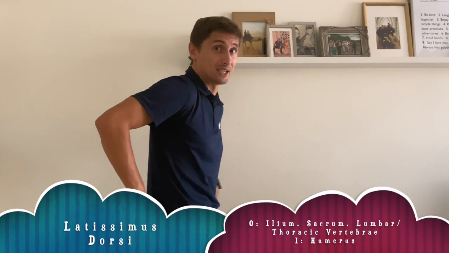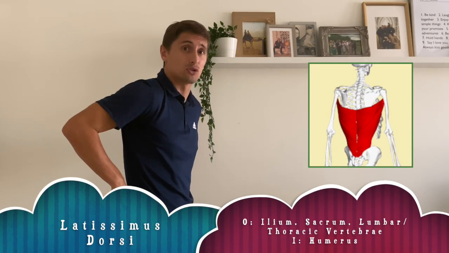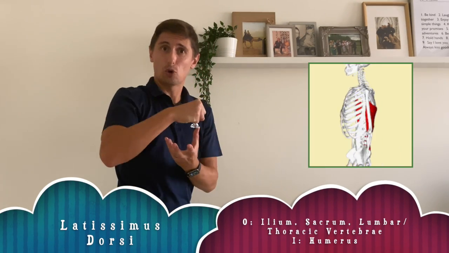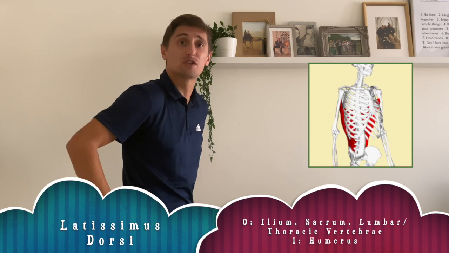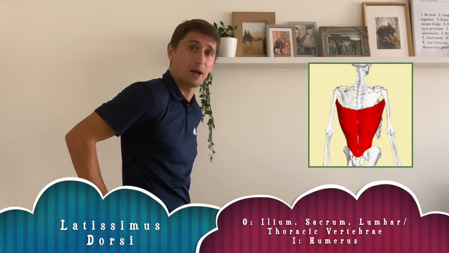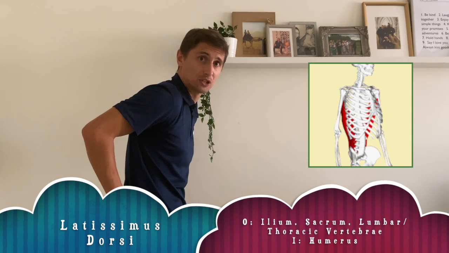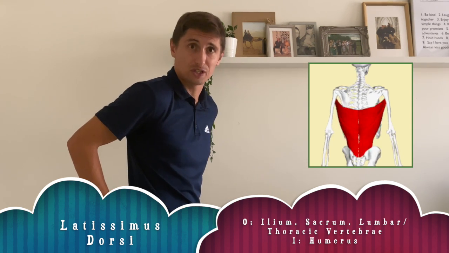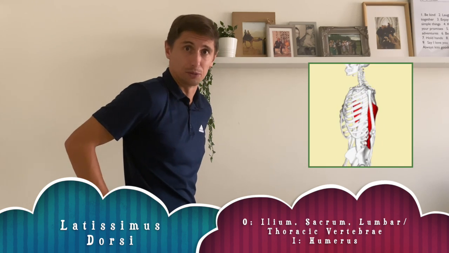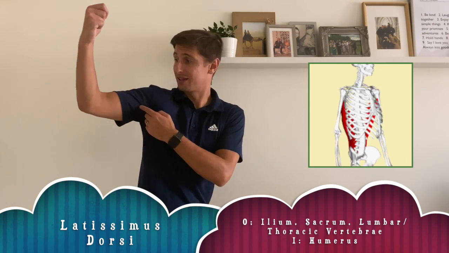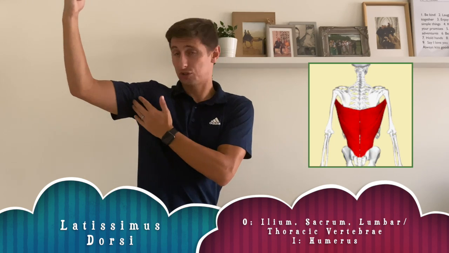The third muscle that inserts into the humerus is your latissimus dorsi. Now this muscle works a little bit upside down. The origin is further down the body. It's the top of the pelvis at the ilium. It's the sacrum, the lumbar and the thoracic vertebrae. Again, a massive surface area because it's a major muscle group. It inserts into the medial humerus, just here.